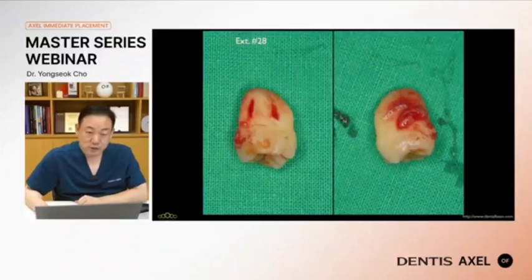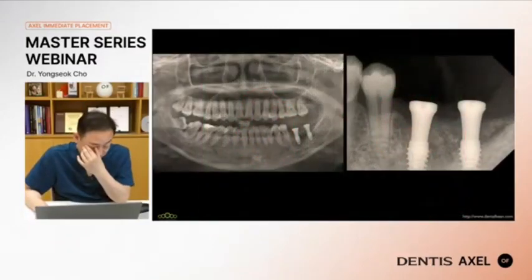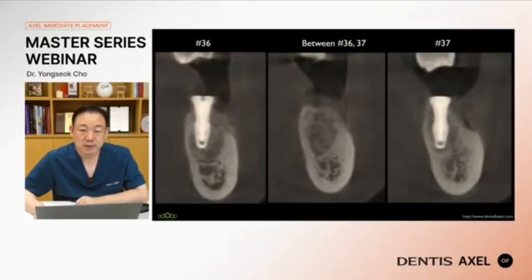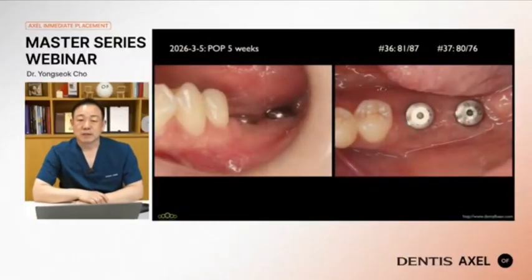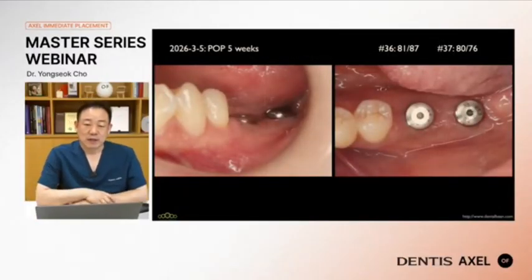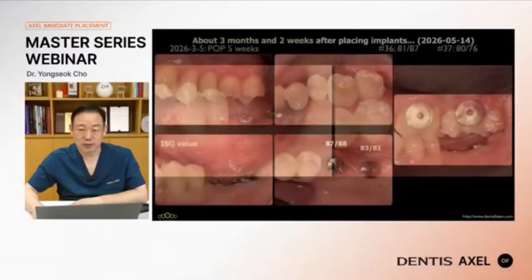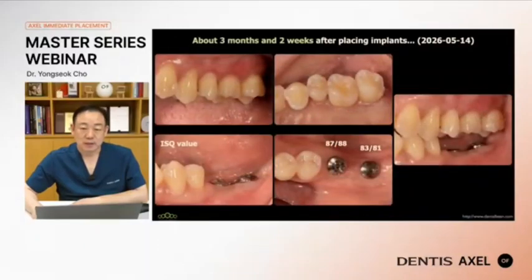28 was extracted. This is the POP radiographic images. And CT here. I grafted the buccal bone some amount and it looks not bad. This is 5 weeks after the operation. ISQ value maintained nicely. It is more than 80s. And the buccal tissue looks well healed. And started prosthetic procedure 3 months and 2 weeks after the operation.